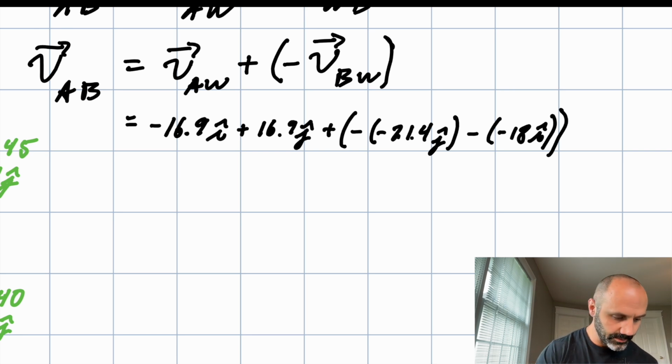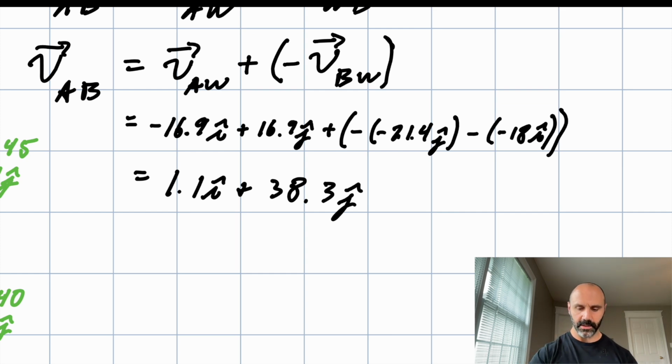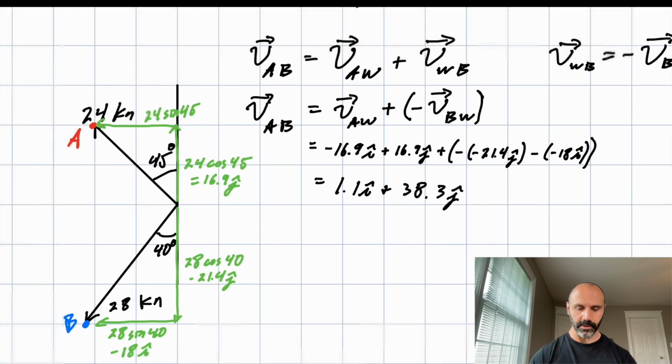When we add all this together, we end up with 1.1 I plus 38.3 J. All right, now let's see, does this make sense? With the way that these boats are moving, they're both moving to the left, so it would make sense that their relative velocity horizontally would be pretty small. So, okay, we're good with that.